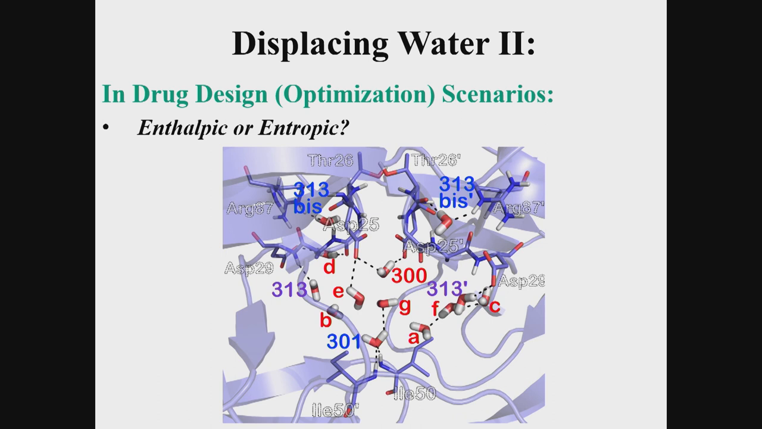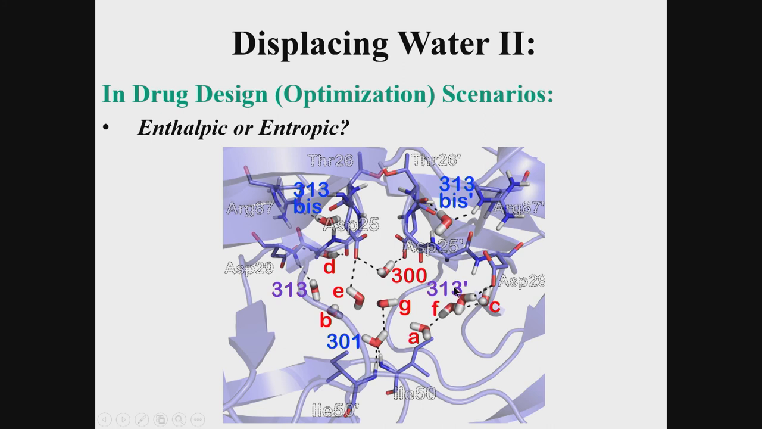This is a very famous case of HIV-1 protease. This is the HIV-1 protease in the unbound form. There are a number of water molecules in the active site, and they're labeled in different ways. Water 300 sits between the two aspartates, at the catalytic center. That one's got to go. 313 and 313 bis and the primes on the other side are the same, going to stick around because they help support the binding of the ligand.